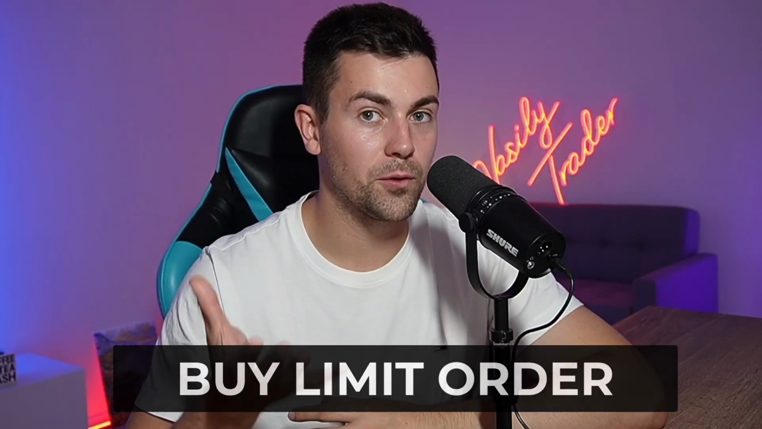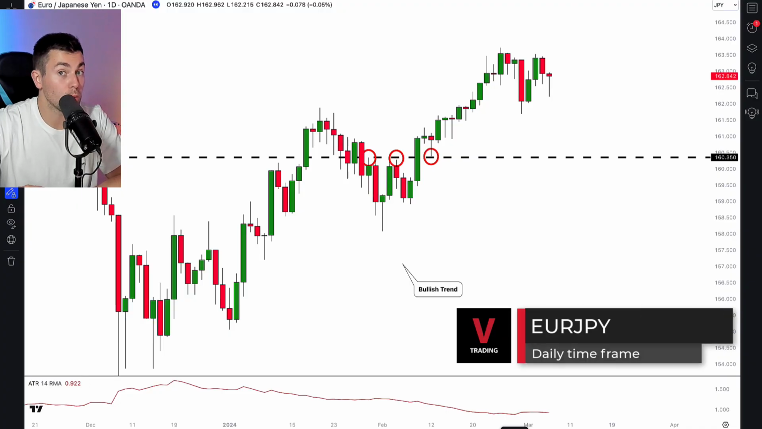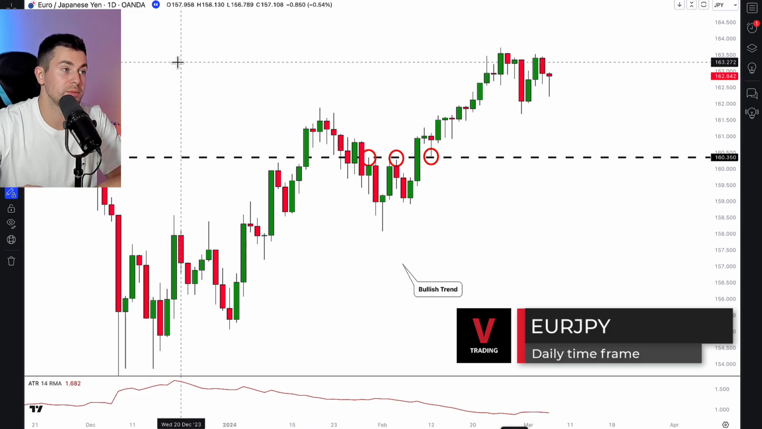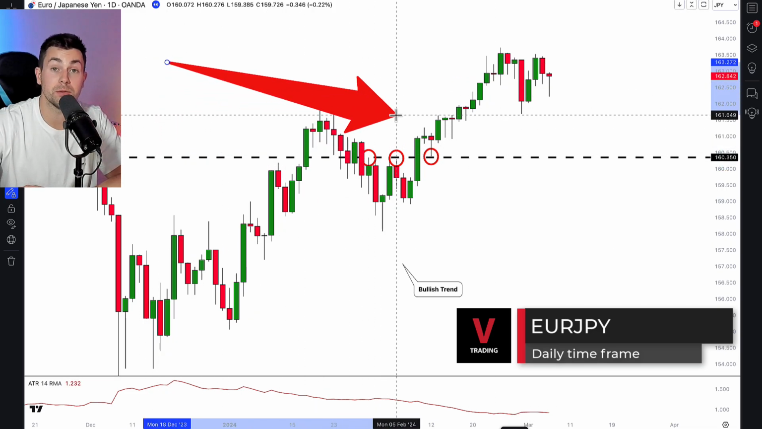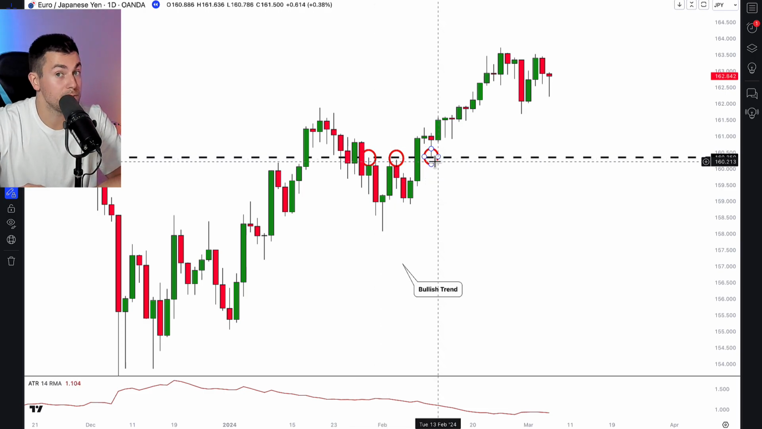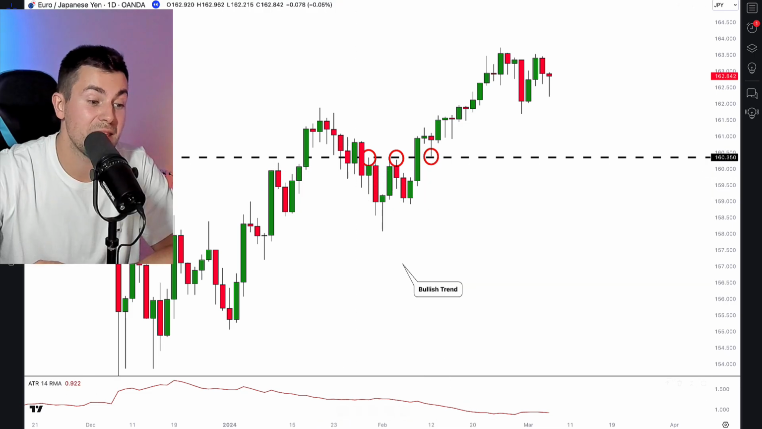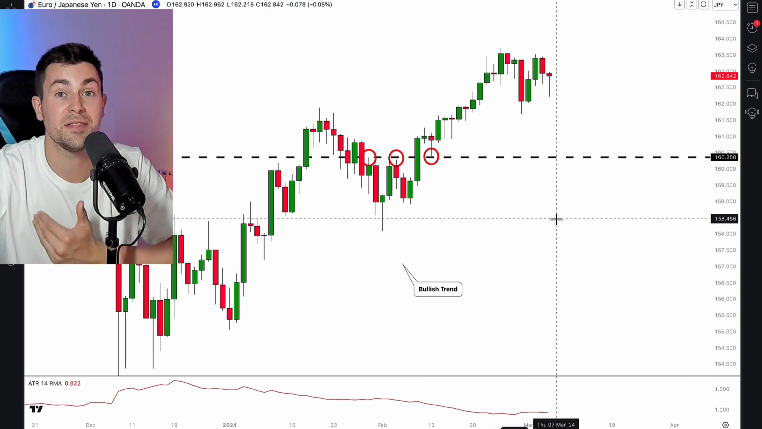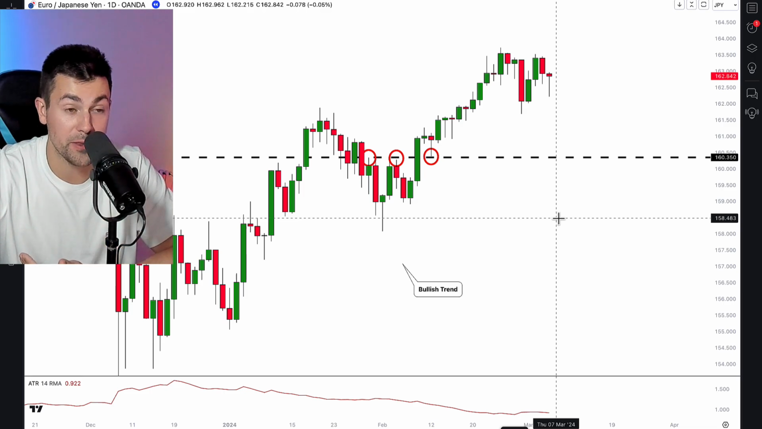Now let's discuss how we buy from a key support. Once you identify the key support in a bullish trend, set a buy limit order on that. Look at the price action on the Euro-Yen pair on a daily. We can spot that the pair is trading in a strong bullish trend. And in this bullish trend, we can identify a significant support, the support that was respected multiple times by the market. And that support can give us the best level to buy the market from.